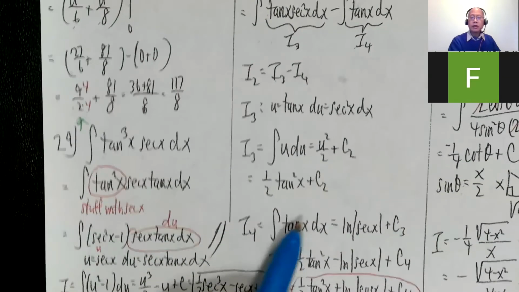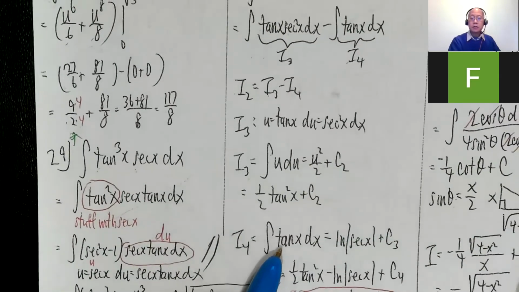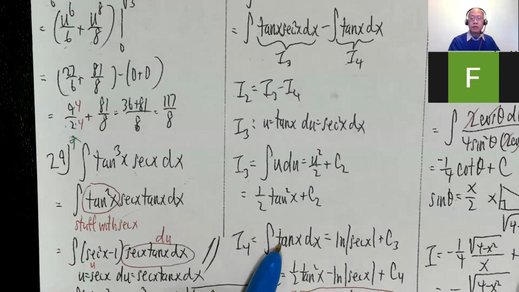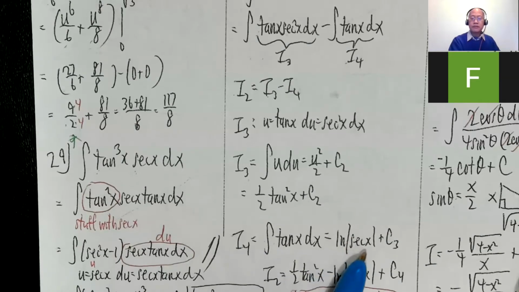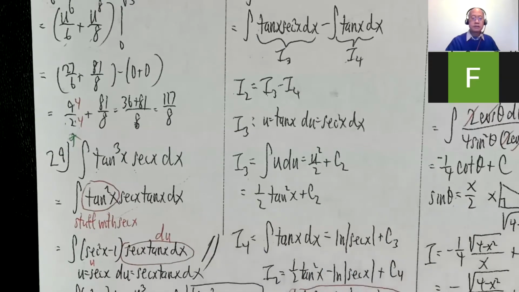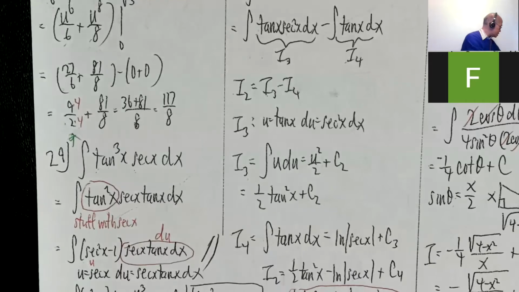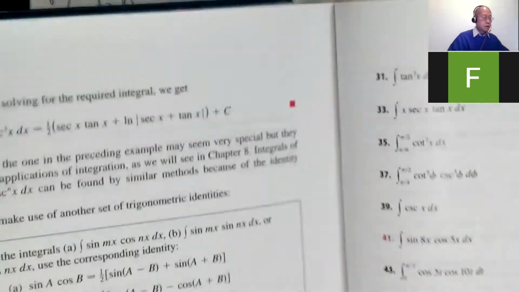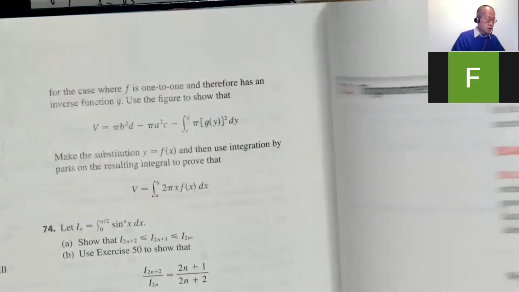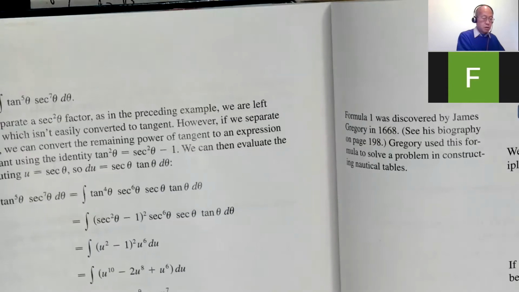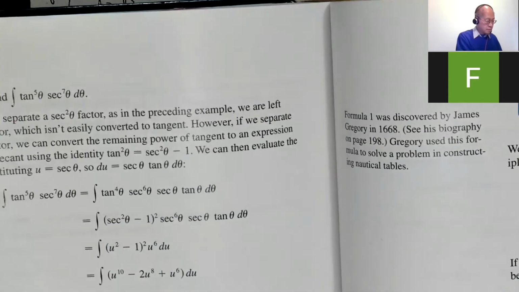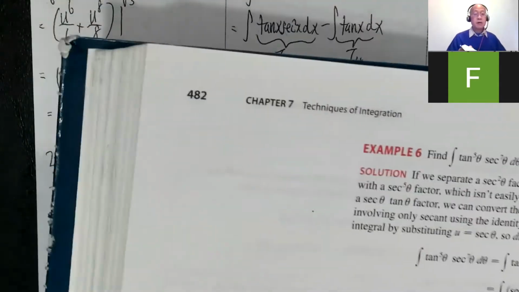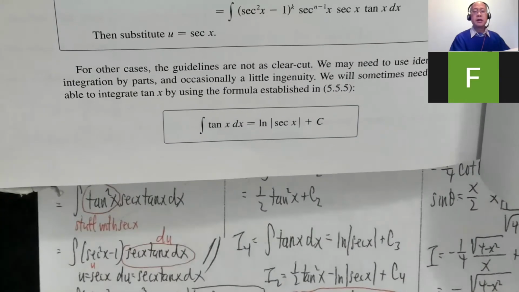And then I4, the integral of tangent x. Okay, well, that was one of the new ones that we learned. ln absolute value of secant x plus C3. All right, put the integral of the tangent again on your next cheat sheet. I think it helps you. Bottom of page 482, integral of tangent, ln absolute secant x plus C.